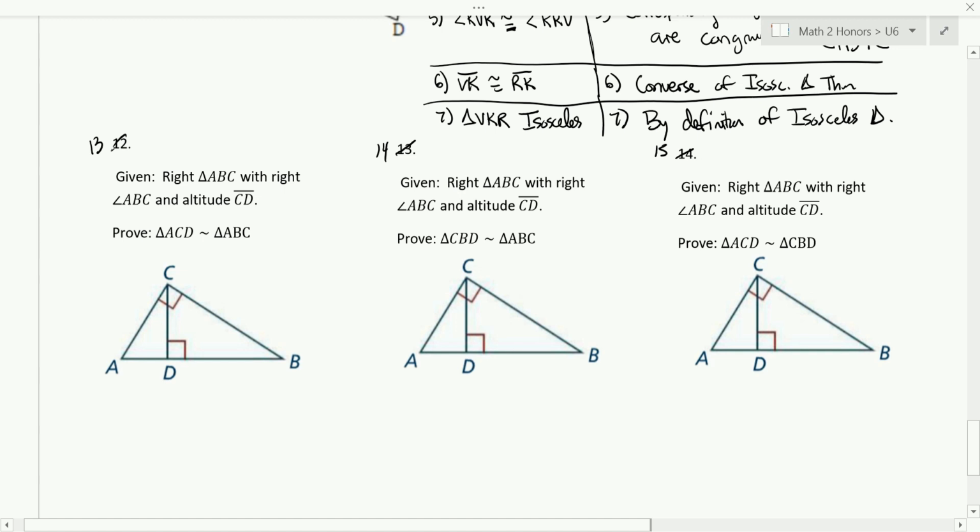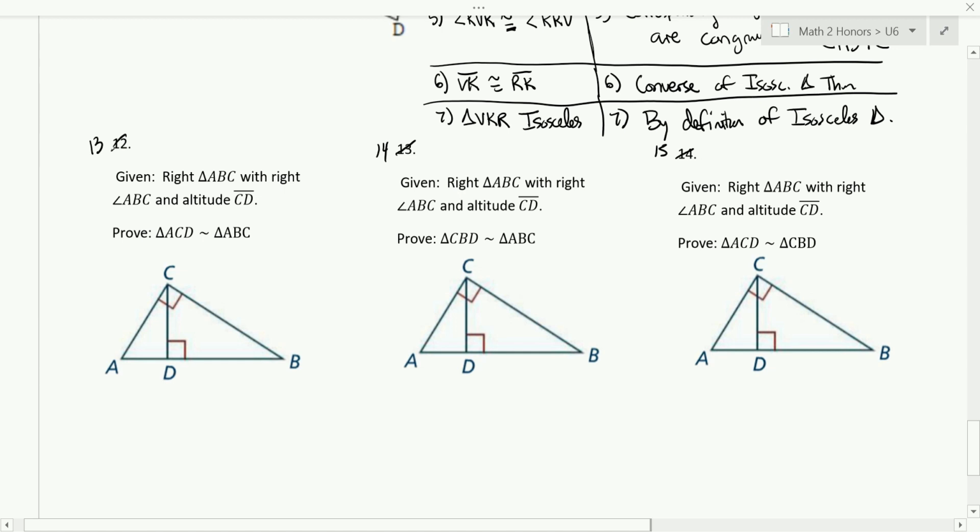On 13, I'm saying, let's show that the small one, HTG, that small one there is similar to the big one. On 14, I'm saying, well, let's see, how about the CBD? The one on the right is similar to the big one. And then on the last one, let's show that the 2 smaller ones are similar to each other. These are not too hard to do, but it's a really important result.